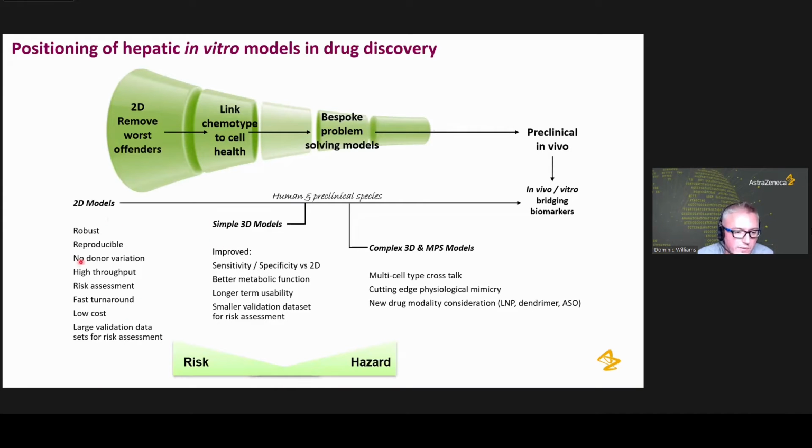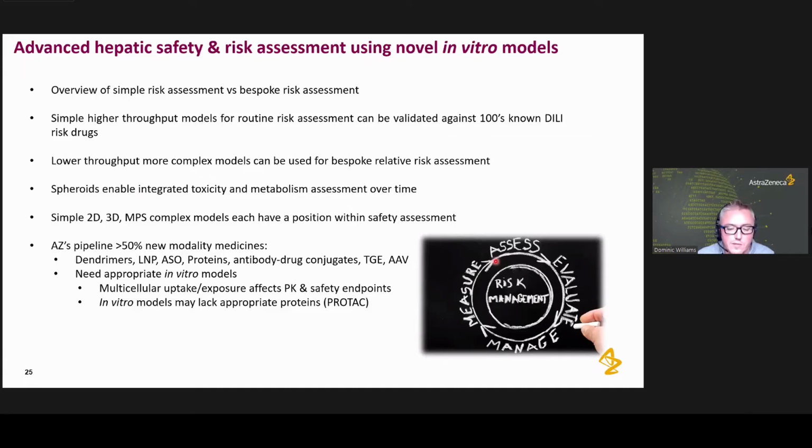2D models, we want high throughput, little variation, but we want fast turnaround, low cost, and reproducibility. And then we move into simple 3D models that can be primary human hepatocytes, better metabolic function, however, not generally quite as high throughput as the 2D models. But then we also have the complex 3D, multicellular 3D and microphysiological systems that allow us to have cutting edge physiological mimicry.